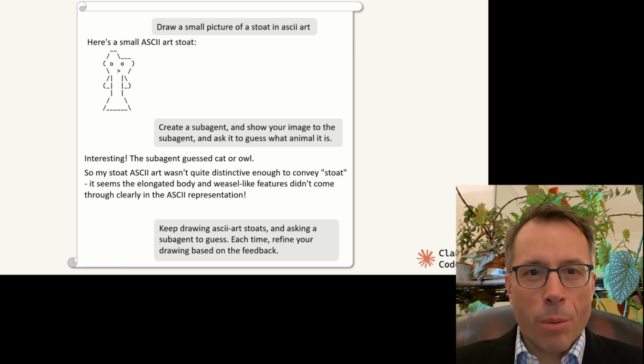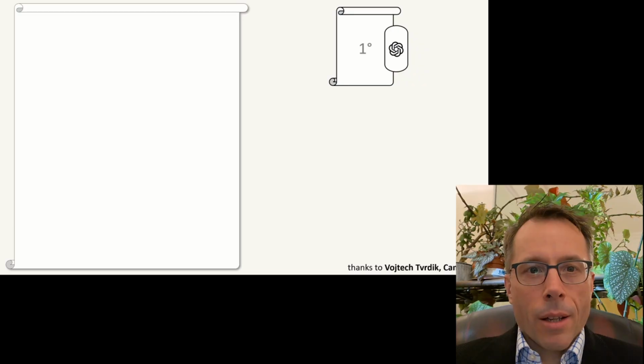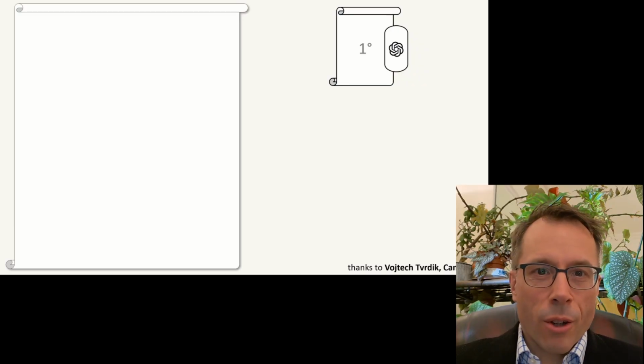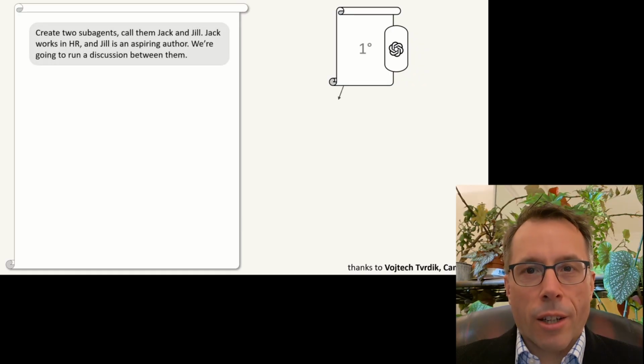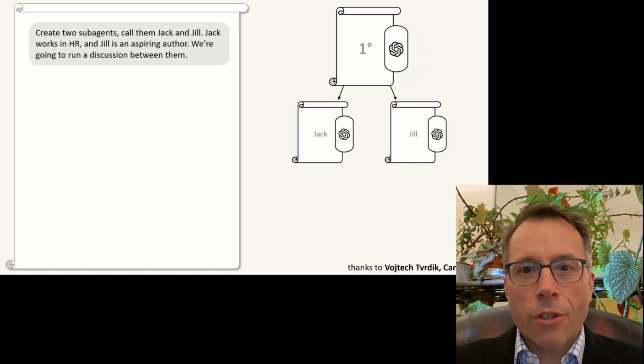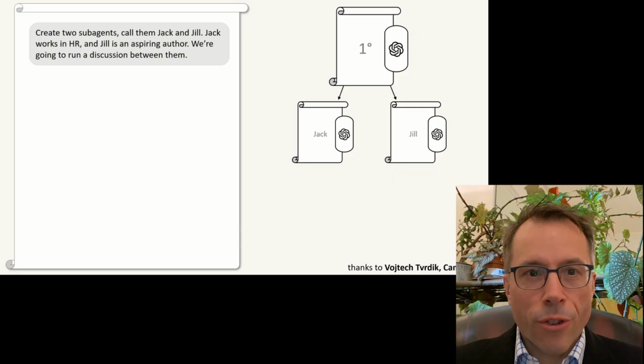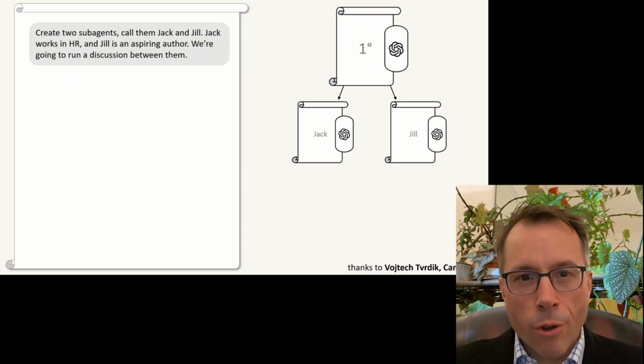Now, a couple more examples. First, here's something put together by Wojtek Ferdik, a student working with me. I want to generate some dialogue. I'll set up a scenario with two characters, Jack and Jill. Actually, I'll tell my agent to create two sub-agents, one for each of the characters. Each character has their own mind, so I'll give them each their own agent and their own transcript.